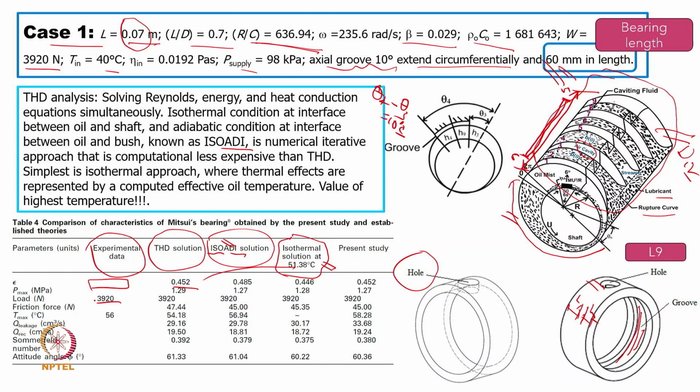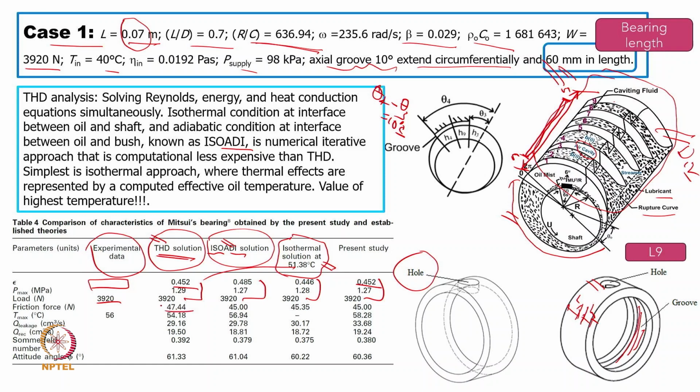The reason being the applied load is being given. So we need to do iteration to match it, and matching in all four cases has been shown. In our case, 0.452 TSD solution, which is a very good solution. It gives a similar value. The only drawback about the TSD solution is that it's a numerical solution and it requires more computational power.